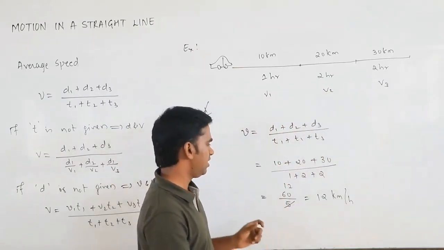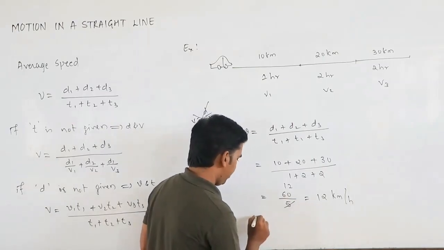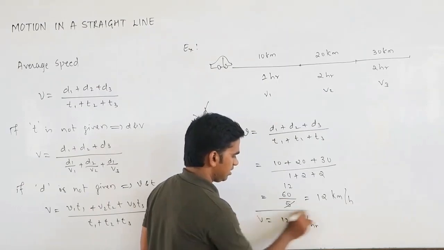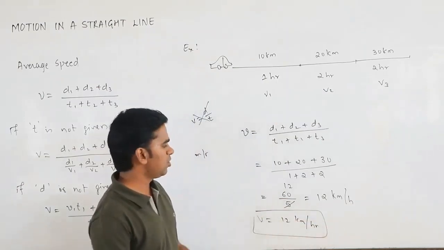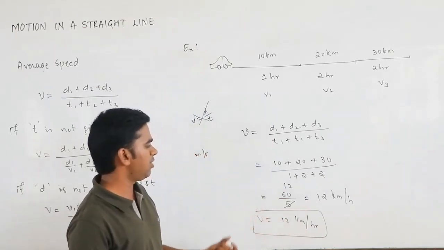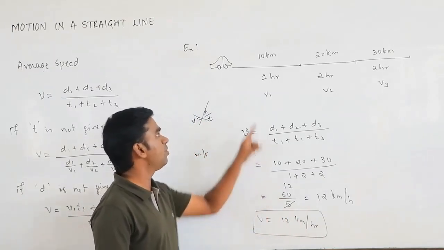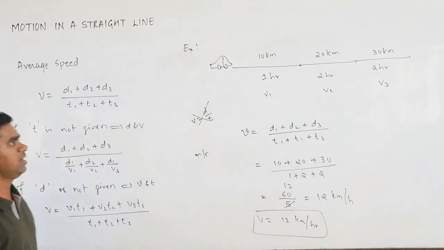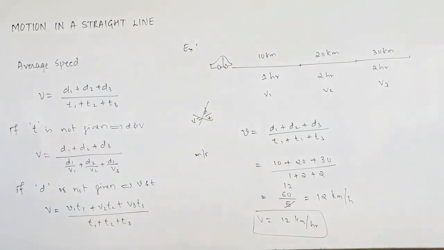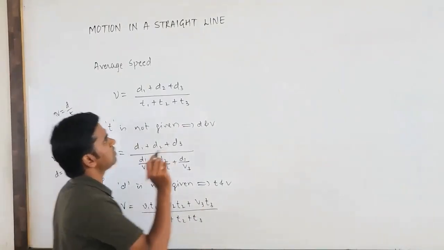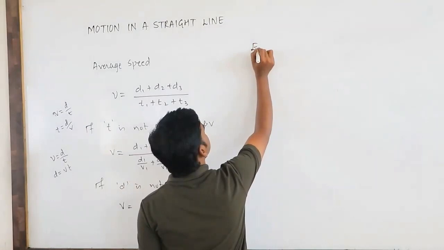So like that, if you write average speed as 12 kilometers per hour, then there is nothing wrong. You can go with meters per second or kilometers per hour. It all depends on what data they have given. So this is how we can calculate the simple average speed. We'll take one more example, a similar example.